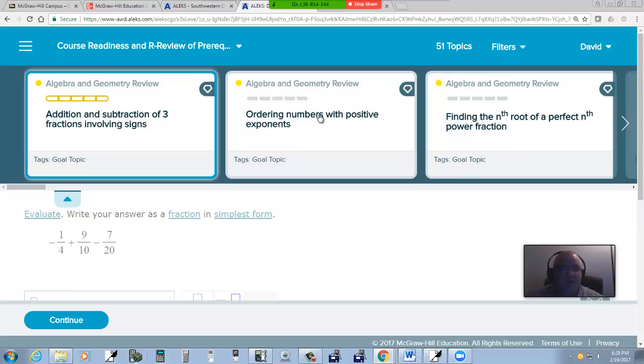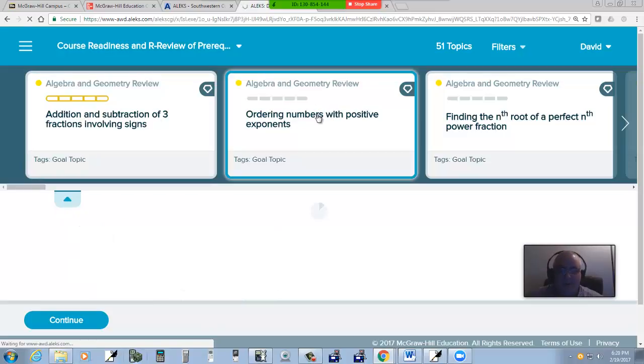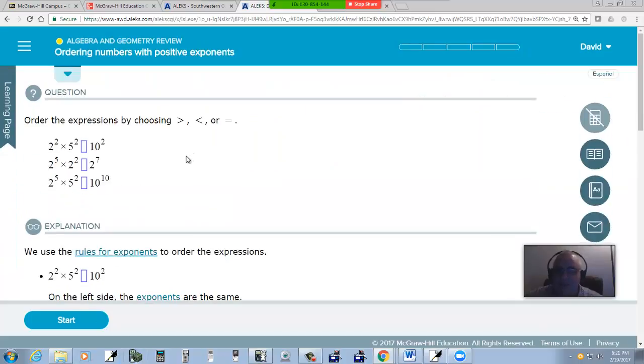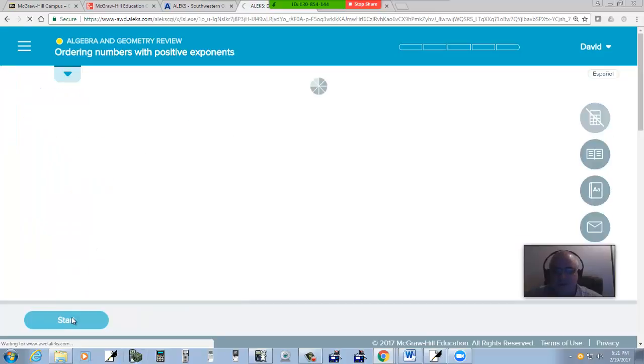Come over here, ordering numbers with positive exponents. So I come over to there. Now some of them will be unlocked, some of them will be locked. So don't think you can do any topic. Okay, so order the expressions by choosing greater than, less than, and so forth. Okay, click start.